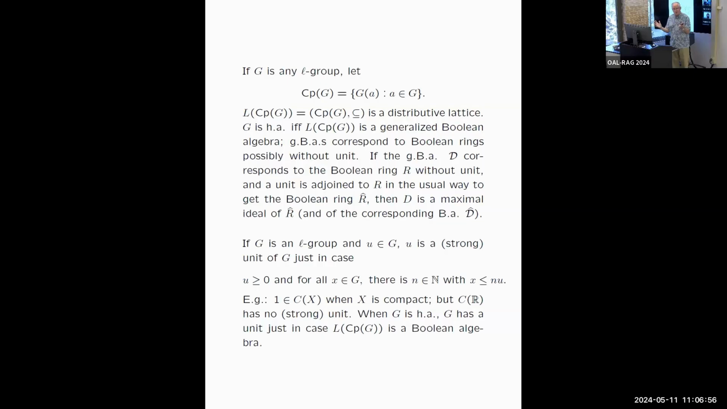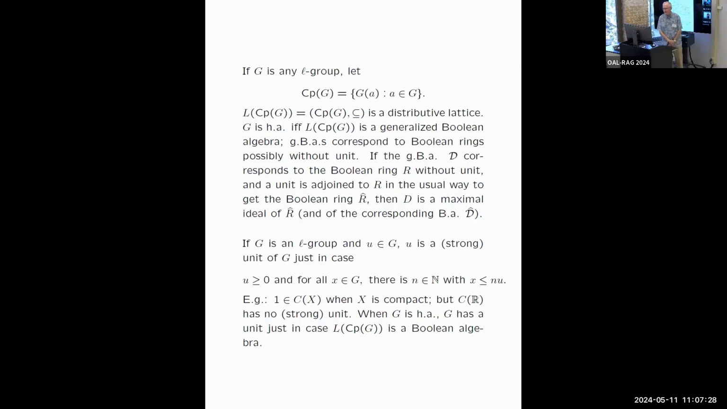So we have these. An L group will be hyperarchimedean just in case the distributive lattice corresponding to it is a generalized Boolean algebra, possibly without a unit. Now, if you have an L group, an element of the L group is called a strong unit, I think this came up in this talk, just in case it is non-negative and its natural number multiples are cofinal in the group.